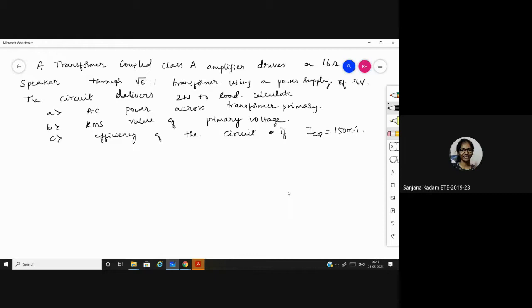Yes, sir. Okay. See, in this problem, the AC power across the transformer primary will be what? The transformer coupled class A amplifier delivers to a 16 ohm speaker through a root 5 is to 1 transformer using a power supply of 36 volt. And they are telling it is delivering 2 watt to the load.